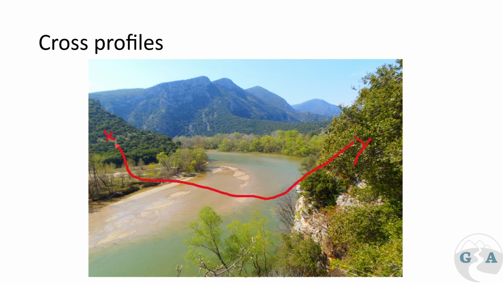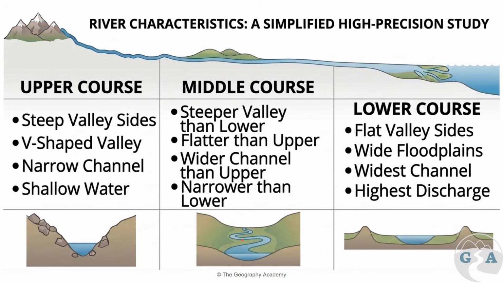So we imagine if we came here and we measured across how the depths would change and how that would look if we measured it properly. So cross profiles change as we go. As we mentioned, in the upper course we're going to see steep valley sides, V-shaped, more narrow valleys, and shallow channels as well. The middle course then is still steeper than the lower. It's going to be flatter than the upper, and it's going to be much wider. So we see that change, and then finally very flat land with big wide channels at the end in the lower course as it's flowing out into the sea.